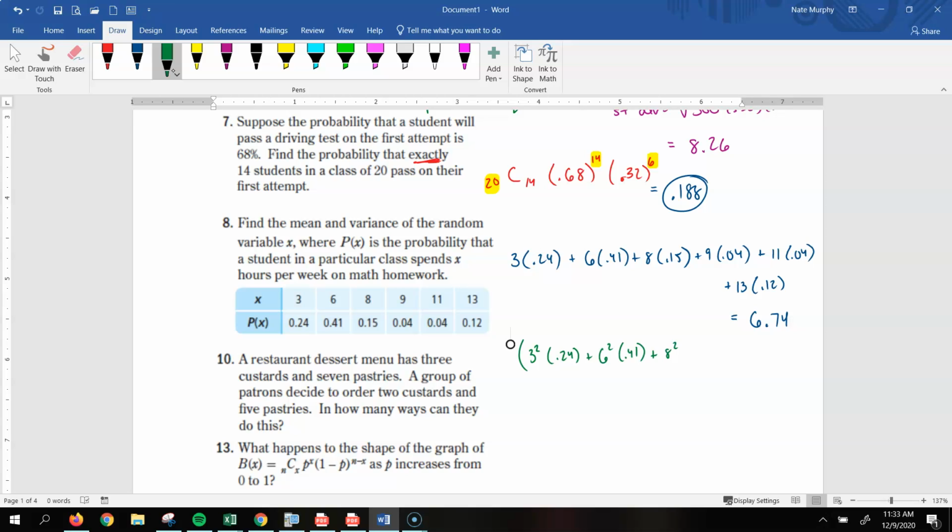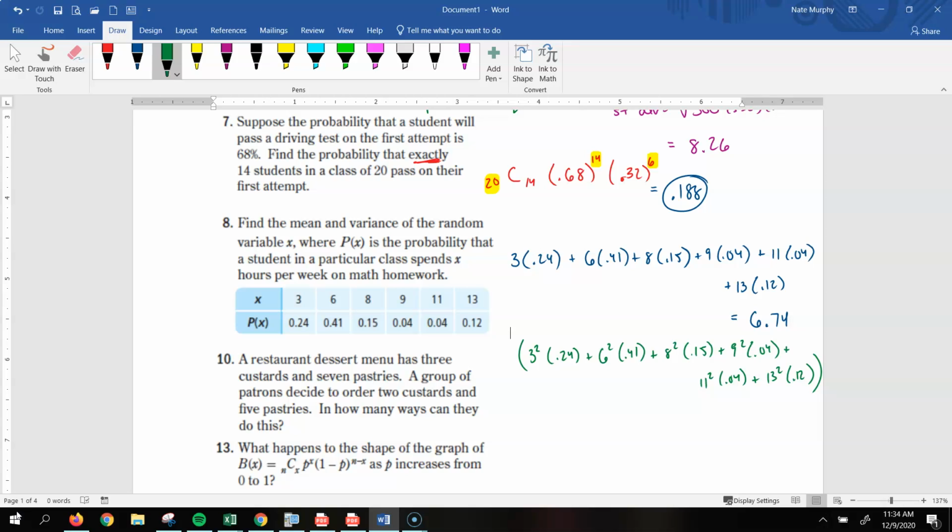You might not know what 11 squared or 13 squared is, so you can type that in, but just as I'm doing it on my calculator, that's what I would do. So we have plus 9 squared times 0.04, and then plus 11 squared times 0.04, plus 13 squared times 0.12. Now it's important that you do all of that on your calculator all at once, okay? Or all of that piece in one step.